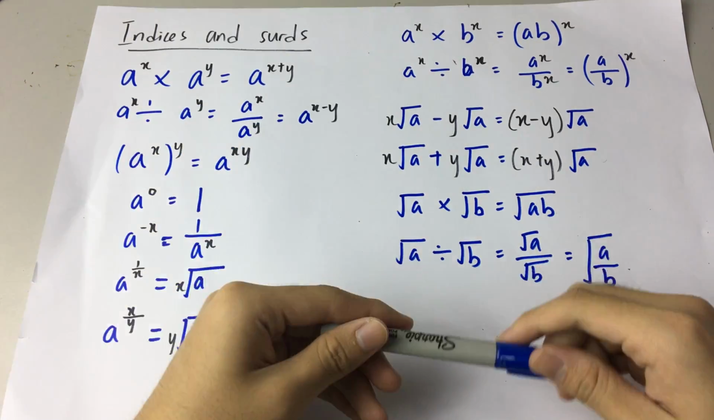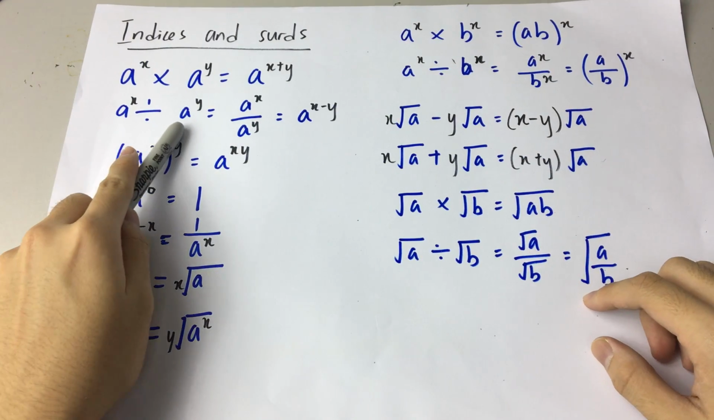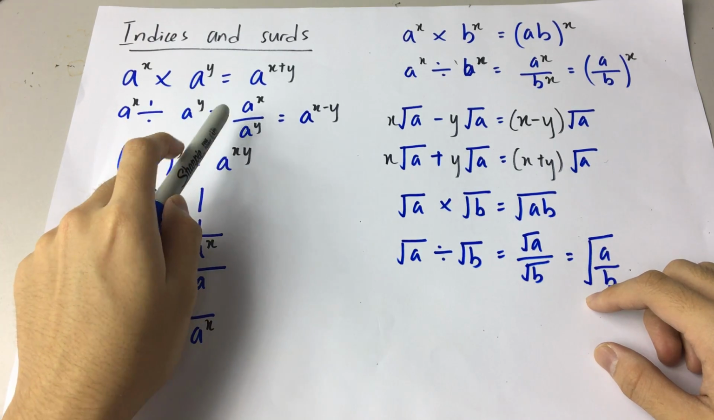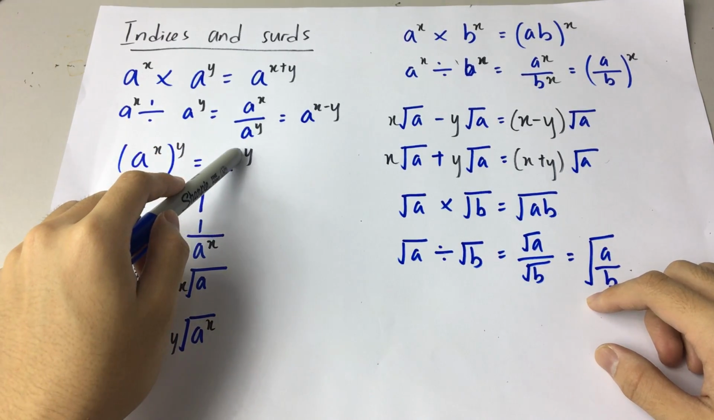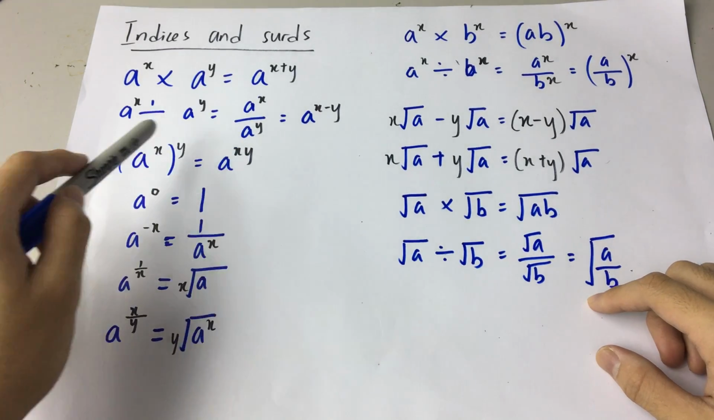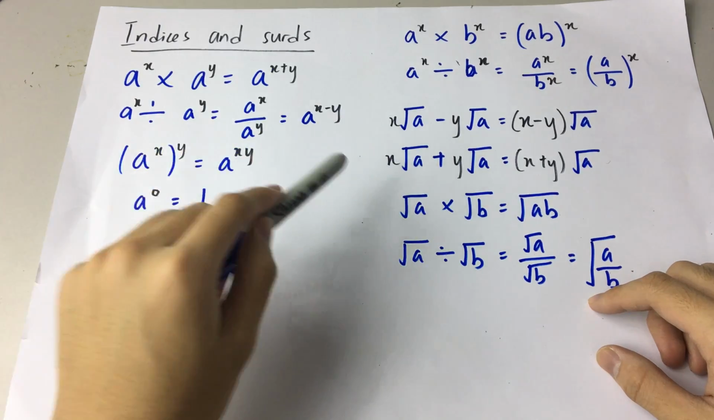Next one, a to the power of x divided by a to the power of y. That means it can be written in this form or this form, and you will get the answer as a to the power of x minus y. When you see divide, you just minus it.